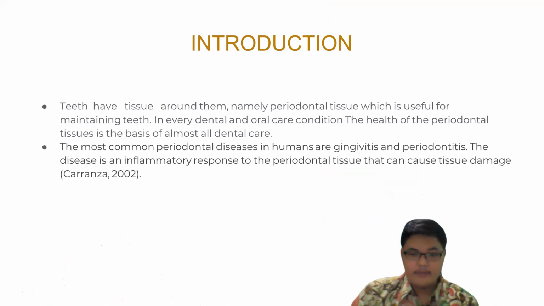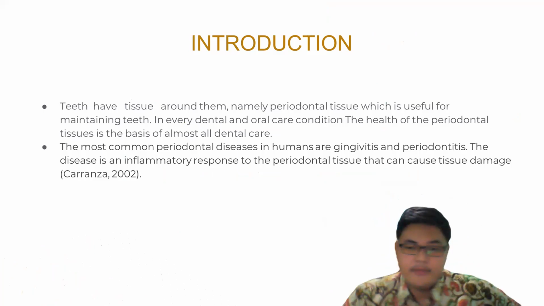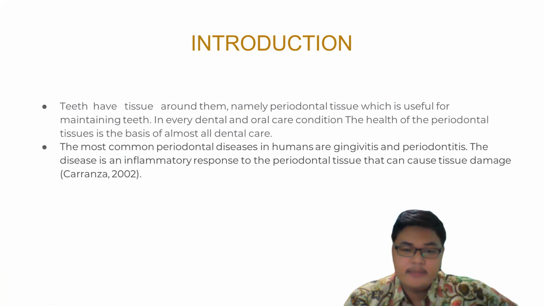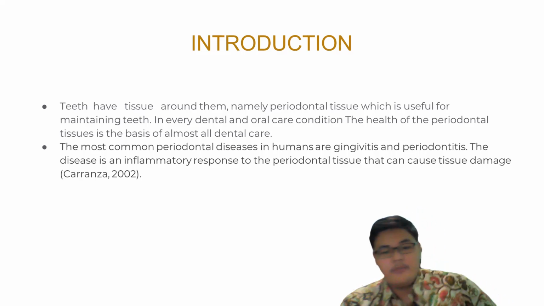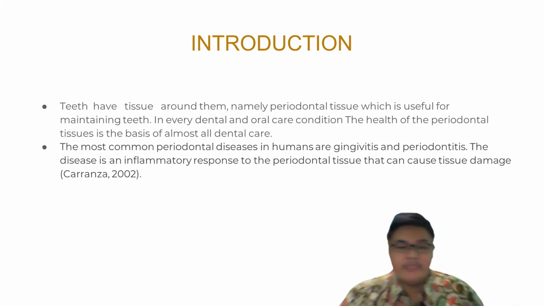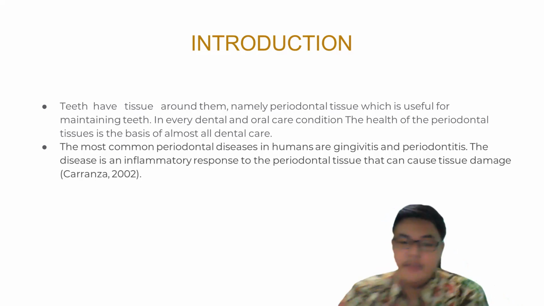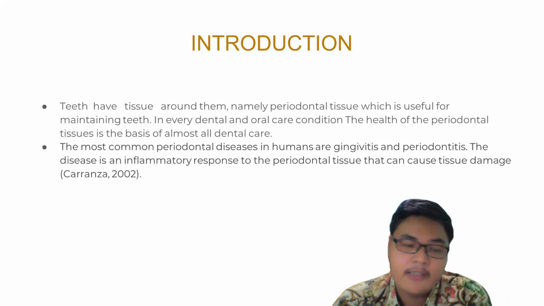Introduction. Teeth have tissue around them, namely periodontal tissue, which is useful for maintaining teeth. And in every dental and oral care condition, the health of periodontal tissue is the basis of almost all dental care. Healthy periodontal tissue itself can be seen from the pink color. The texture is like orange peel. The consistency is supple, and the sulcus depth in the gingiva is 1 until 2 mm.